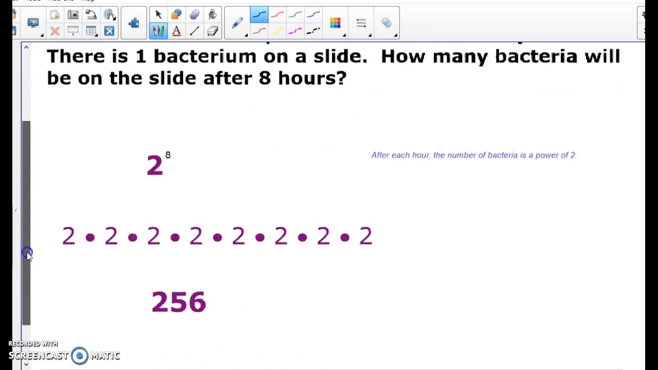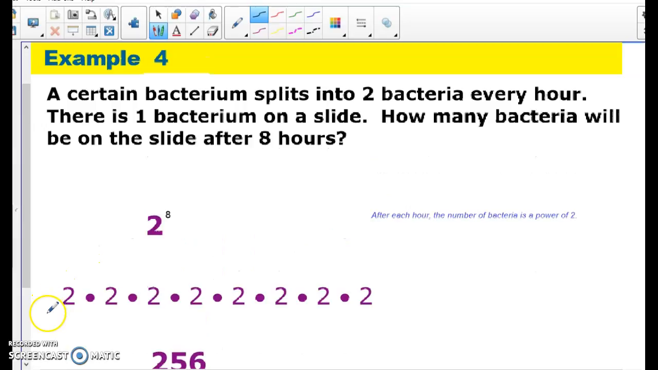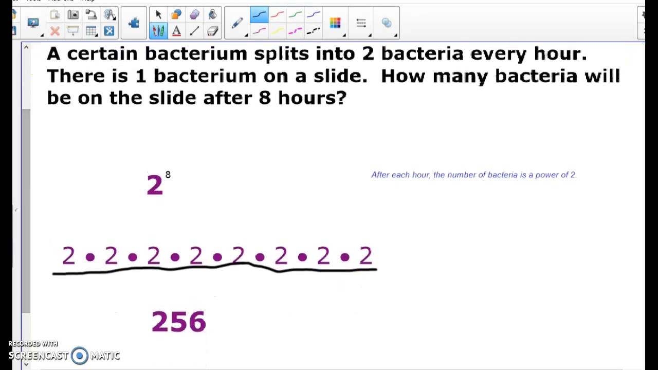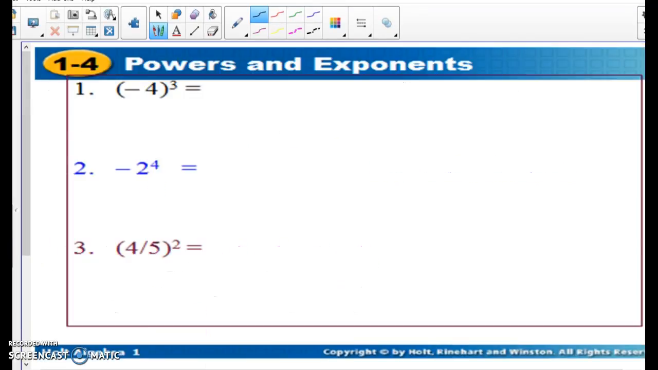Some problems in the book just want you to rewrite it. So it'll ask you, what's another way to say 2 times 2 times 2 times 2 times 2 times 2 times 2 times 2? I think that was all of them. And you can just say 2 to the 8th power. Or you can say 256. So that might just ask you, how could you rewrite this?